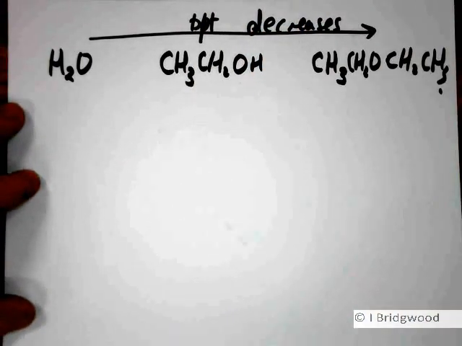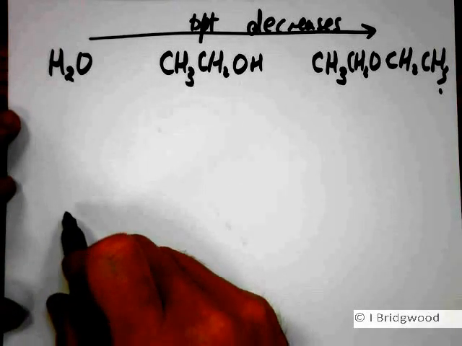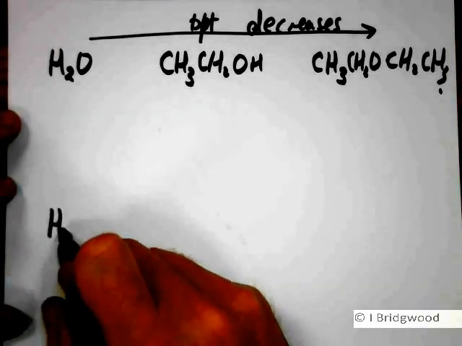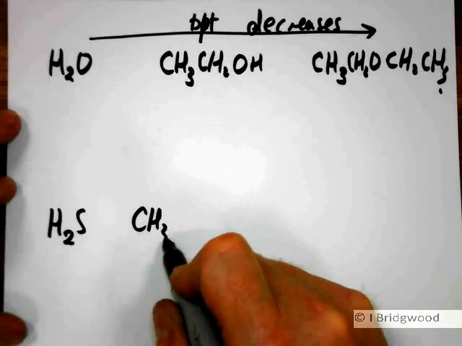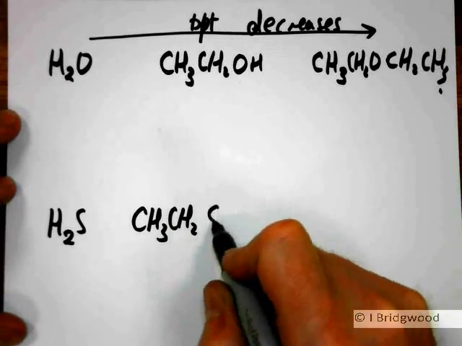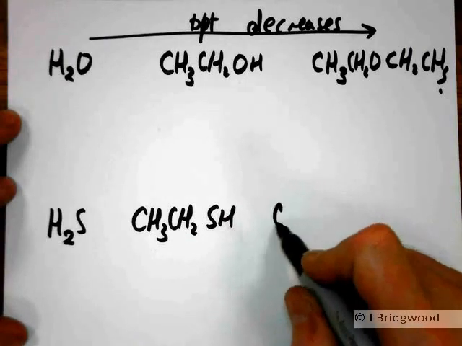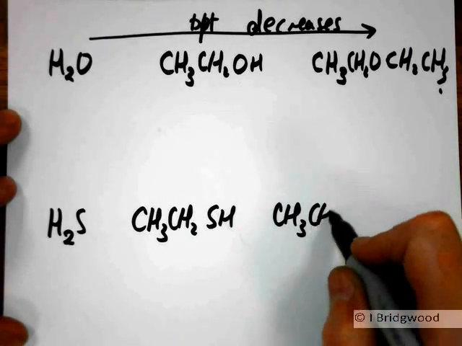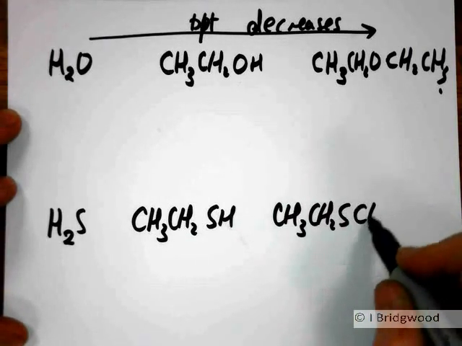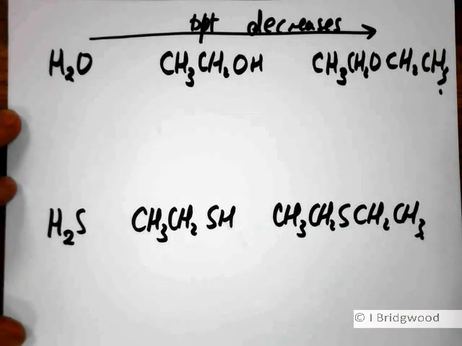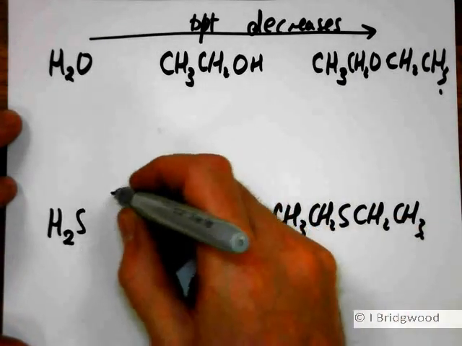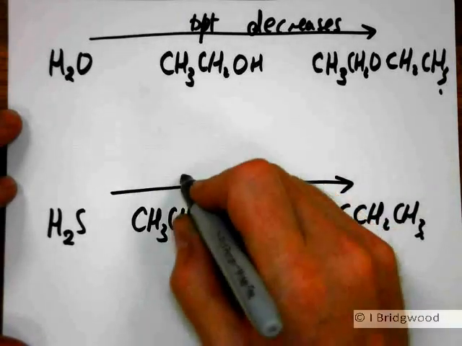Now if we take the corresponding sulfur compounds, H2S, CH3CH2SH, and CH3CH2SCH2CH3, the boiling point actually increases going that way.